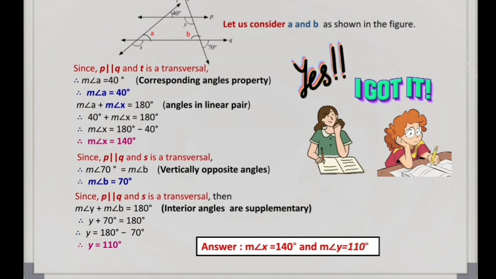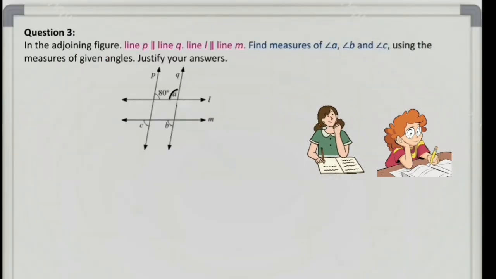Here is the next question. In the adjoining figure, line P is parallel to line Q, line L is parallel to line M. Find measures of angle A, angle B and angle C using the measures of given angles. Justify your answers. Students, are you ready to solve?